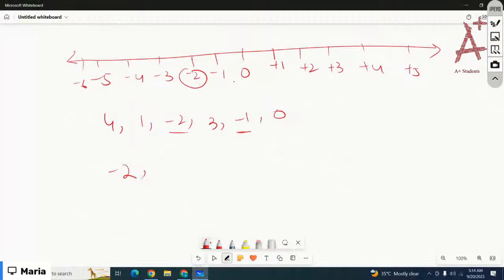First of all, you have to write negative 2, then negative 1, then 0, then positive numbers 1, 3, and 4, right? So comparing and ordering, that is exactly the same, right? So be careful when comparing and when ordering. You can understand it like this: for negative numbers, the greater the number is, the smaller it always is, right?